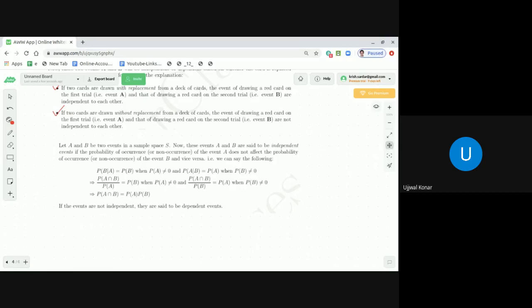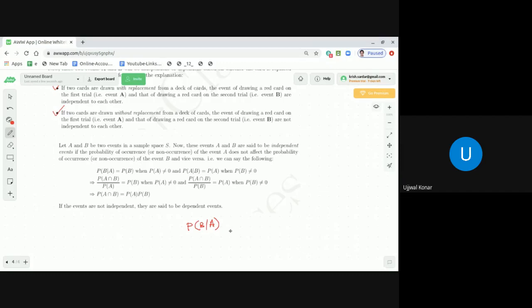That is, we can say the following: probability of B/A is equal to probability of B. How? Let me explain. What is probability of B/A? Probability of B/A means the probability of the event B subject to the condition that A has happened.